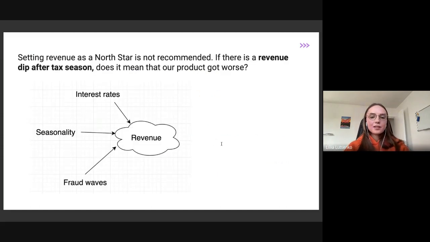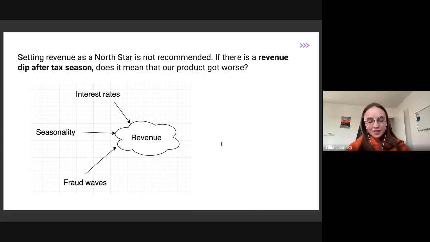For example, revenue as a North Star is such a good North Star, and many PMs believe it's the best because it's a direct indication of growth. However, there are some sources that do not recommend setting revenue as the North Star. For example, if your revenue decreases due to seasonality, does that mean your product got worse? Not necessarily. Or if there are interest rate fluctuations in the market, does that mean investors should flee your product just because your revenue dipped a little bit? Or fraud waves.